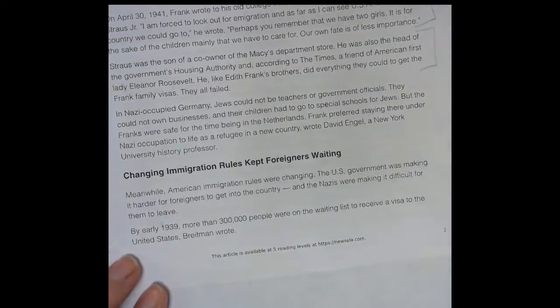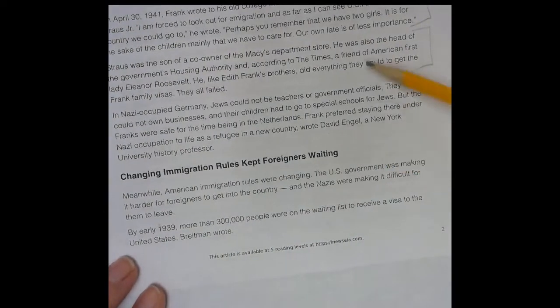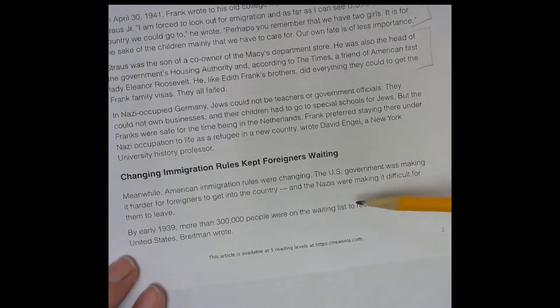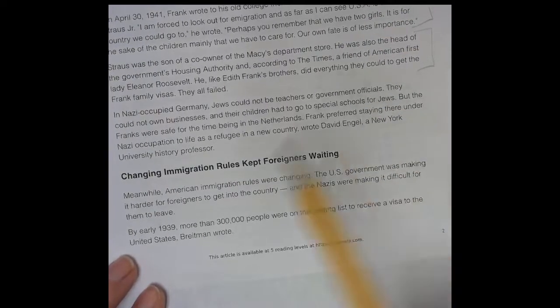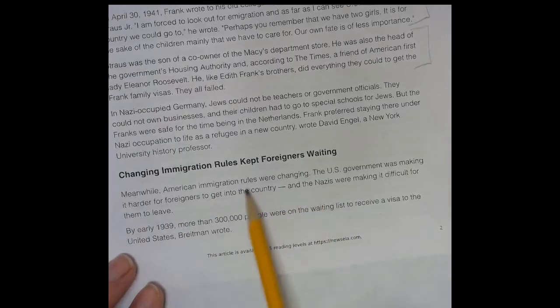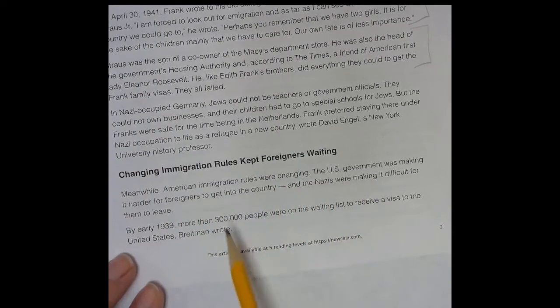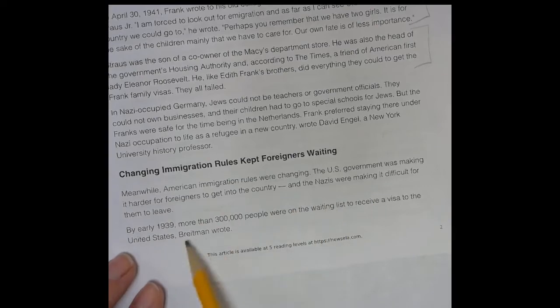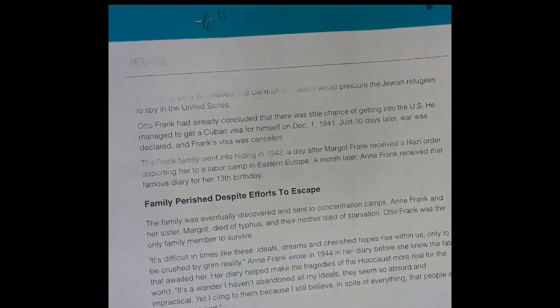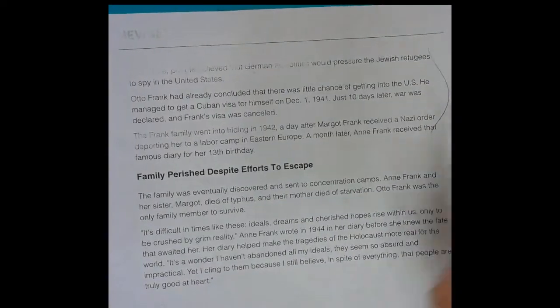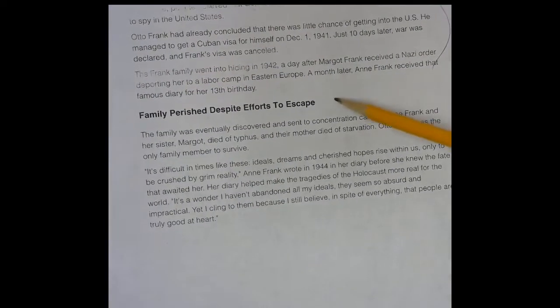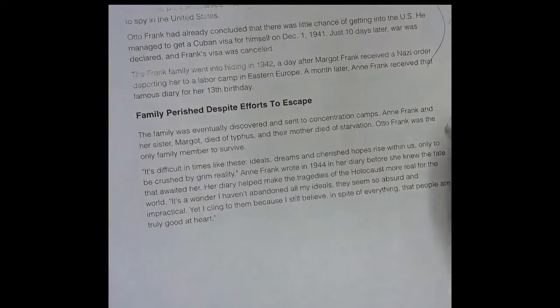Changing immigration rules, keep foreigners waiting. Because I've already read it twice, this third reading, I'm not having to go through and read it carefully. As I look at the paragraphs, I'm remembering what's in them. Meanwhile, American immigration rules are changing. U.S. government's making it harder. That's still in Nazi Germany in 1939. Otto Frank concluded. The Frank family went into hiding. Again, not talking about the Syrian. And then family perished despite efforts to escape, and that's the Frank family. So that's not looking at the Syrian.